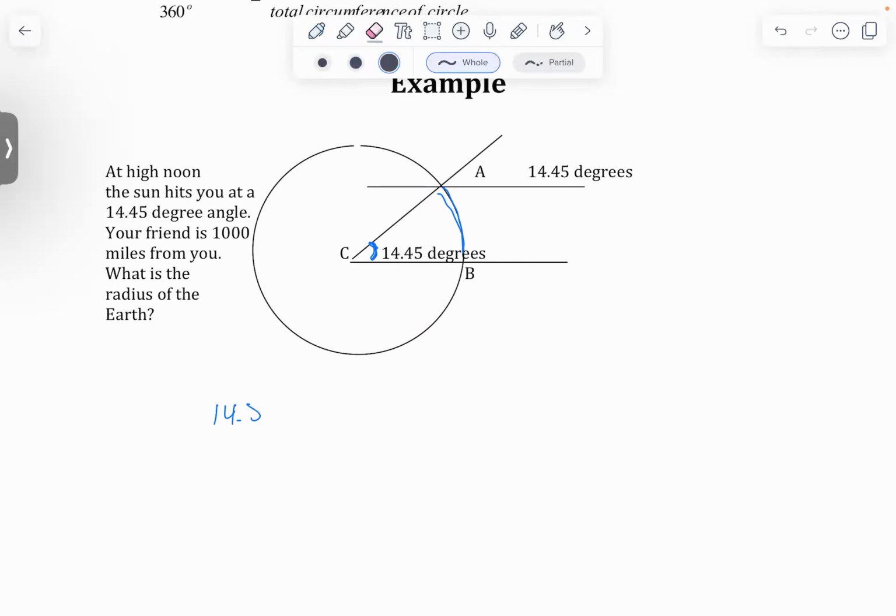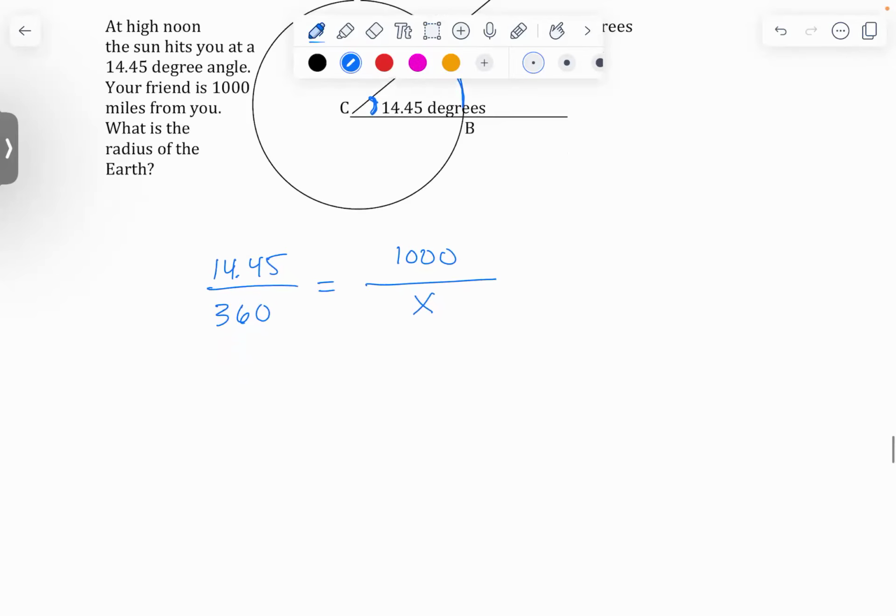So I can set up my ratios. 14.45 divided by 360 equals the arc cut, which we were told to be 1,000 miles, over the total circumference. So I can solve this ratio, cross multiply and solve this down.